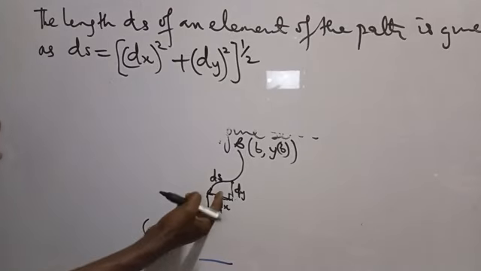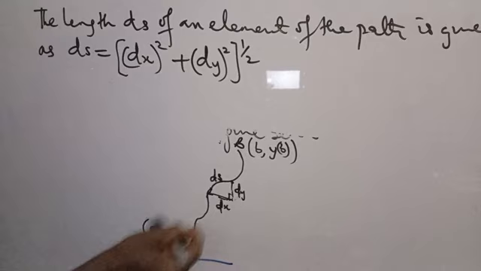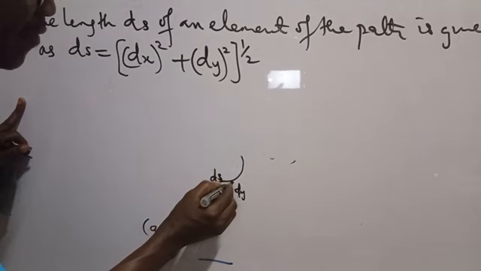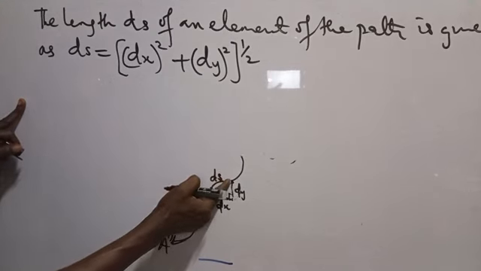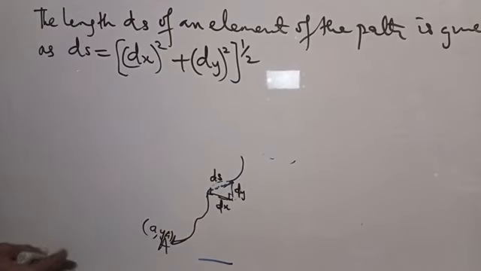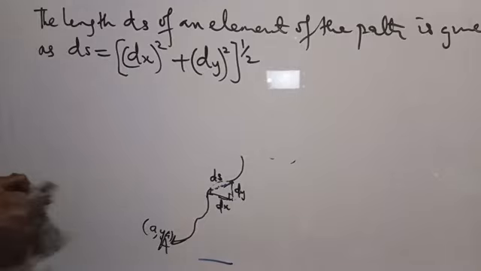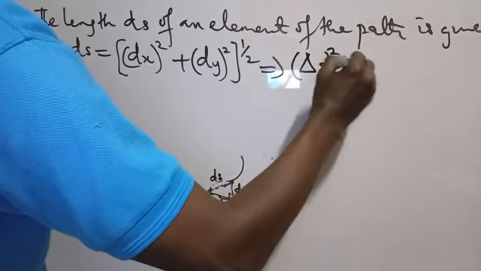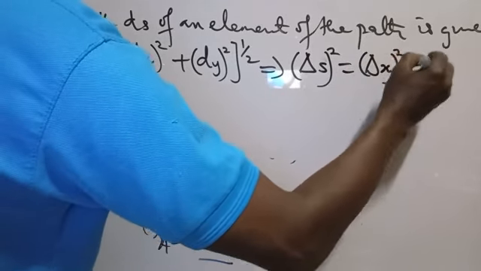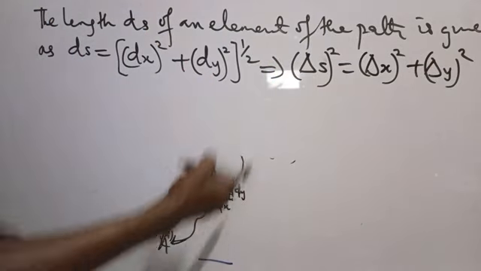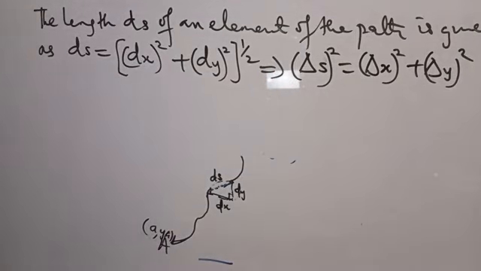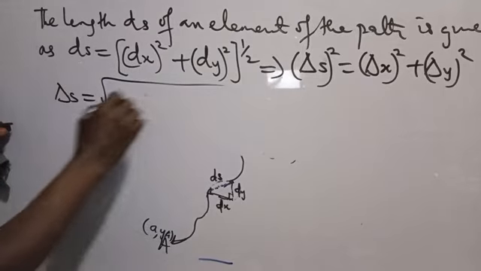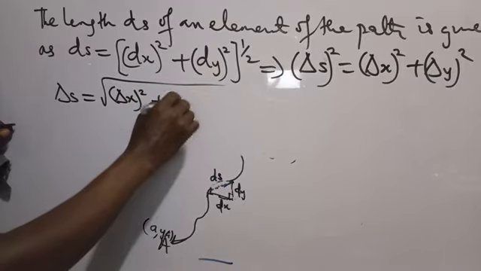We got this from the Pythagoras theorem. I've cleaned the figure, but let's say from here I want to get the length s from this point to this point. We apply the Pythagoras theorem, which says the square of the hypotenuse, so ds squared is equal to dx squared plus change in y squared. Then you can find the square root of both sides. ds will be the square root of change in x squared plus change in y squared.